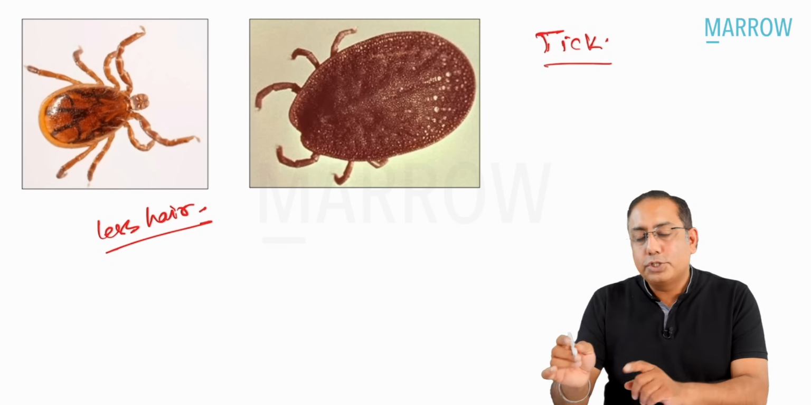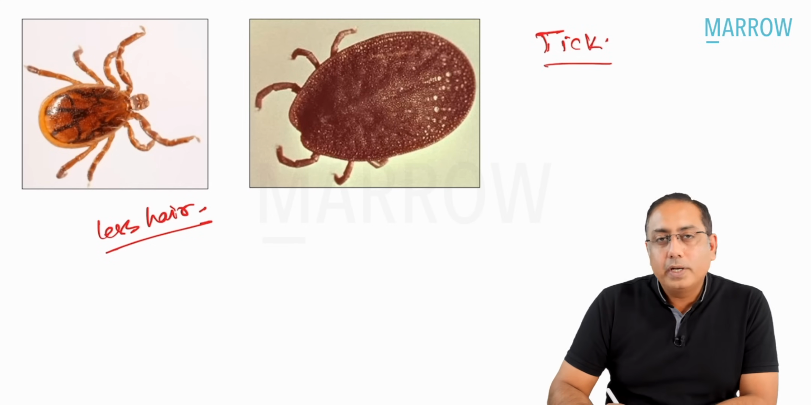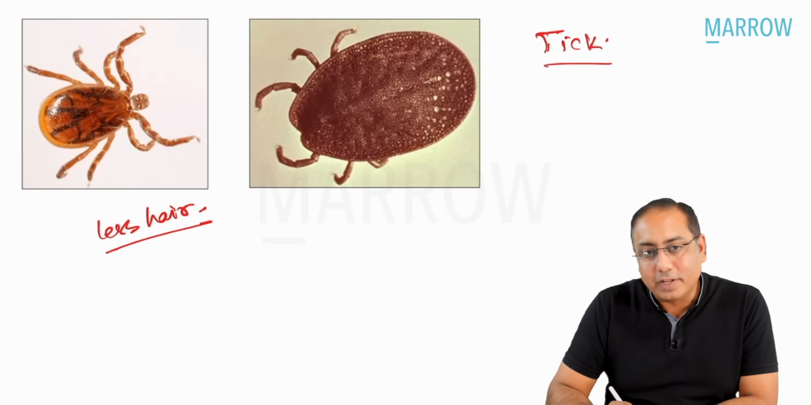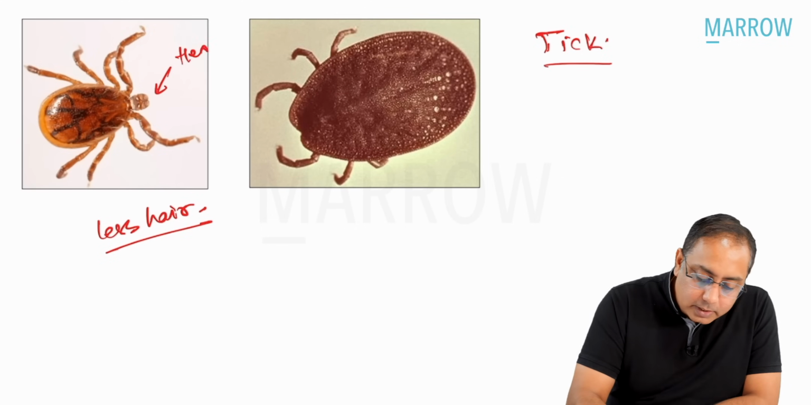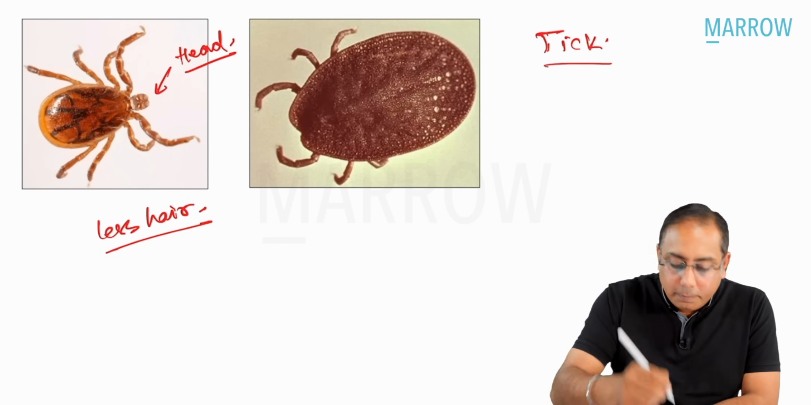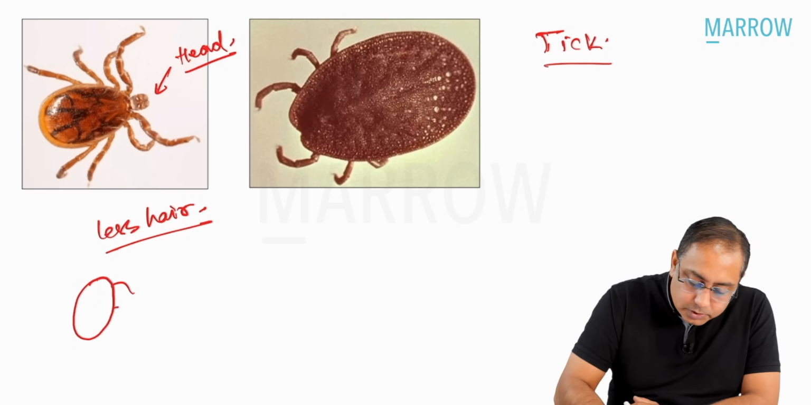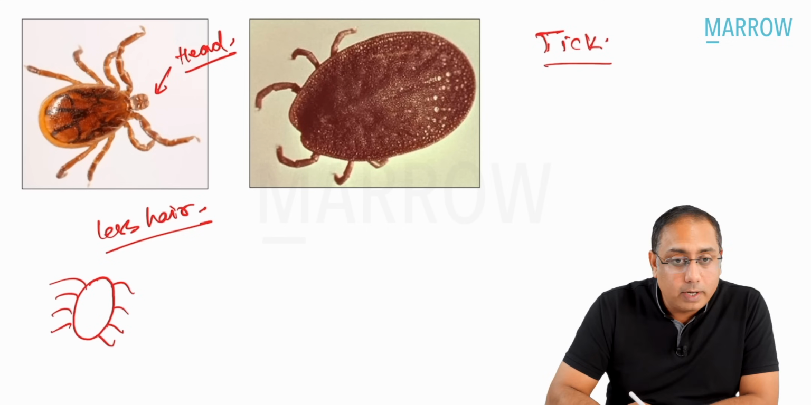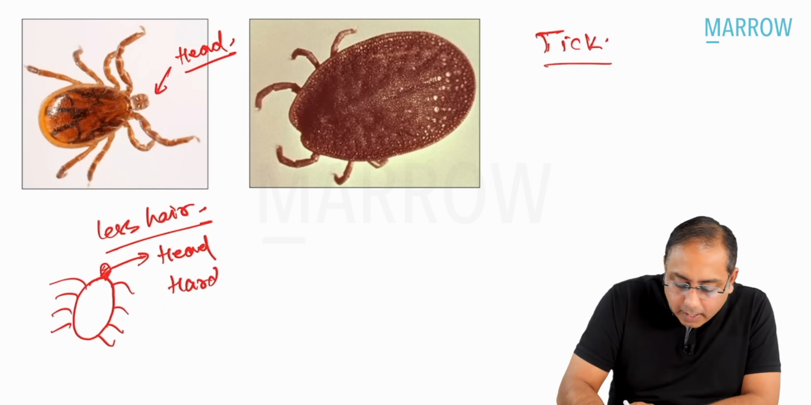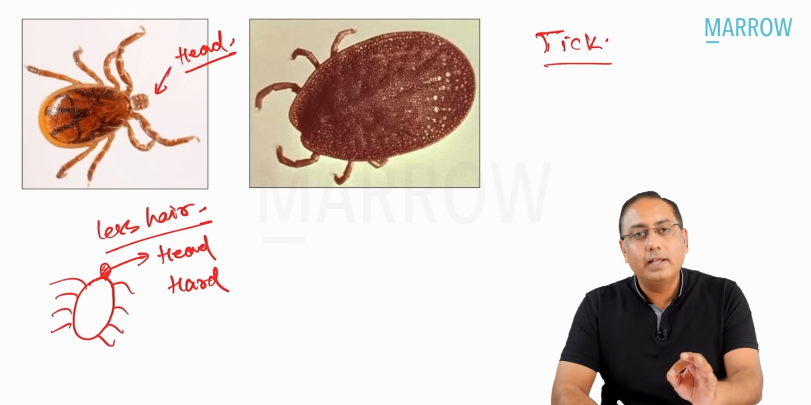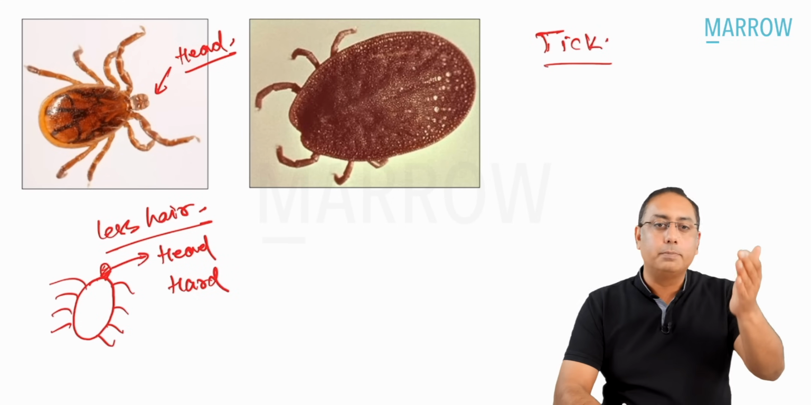Now coming to these 2 types of tick. Which one is a hard tick and which one is a soft tick? Whenever you see the head, remember, in a globular structure, and then there are 4 legs on each side. If you see the head, beta, this is called a head tick or a hard tick. So in the hard tick or the head tick, the head is visible.